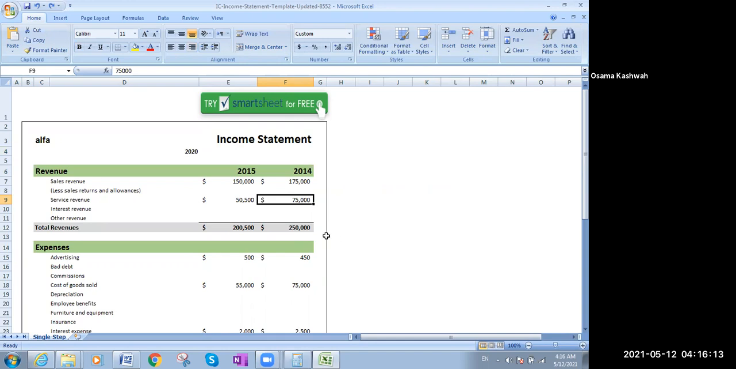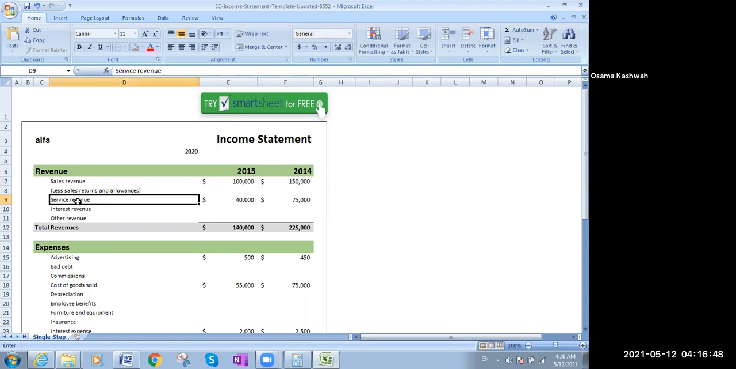Okay, so now it's Alpha and it's an income statement for 2020. Now the sales revenue, let me say here, the sales revenue was $100,000. In 2014, they were $150,000. Now, less sales returns and allowances. I don't have sales returns. I have service revenues. Service revenues were 50,000. I will make it 40,000. Because I'm doing services, I have revenue from it.